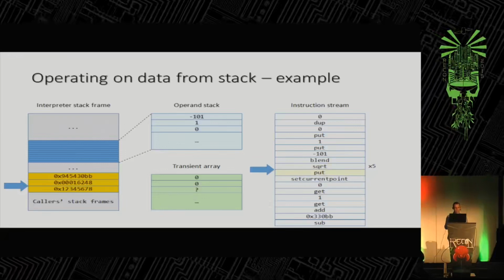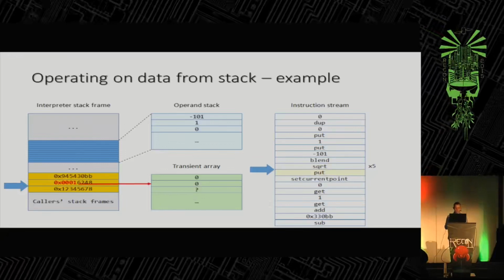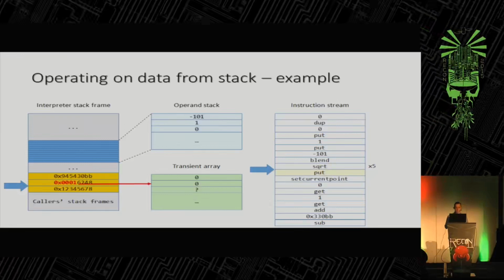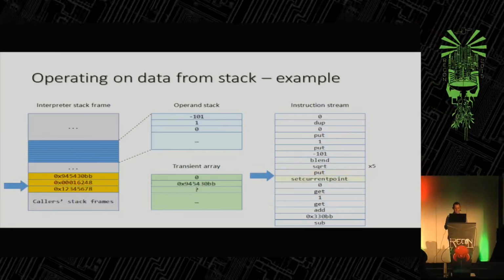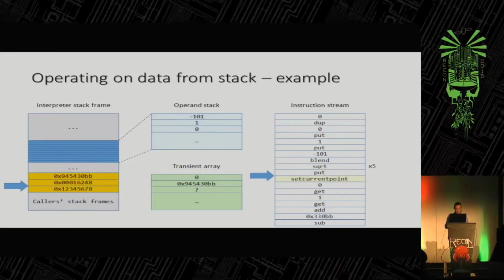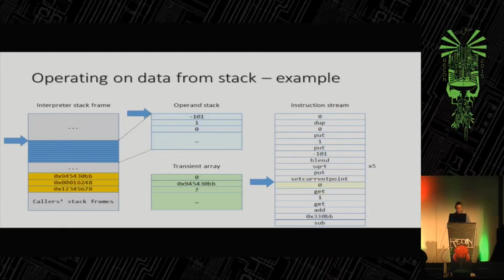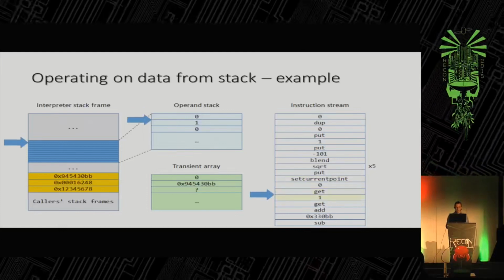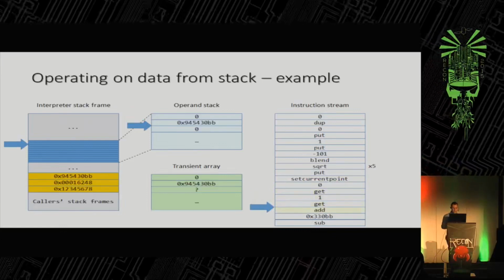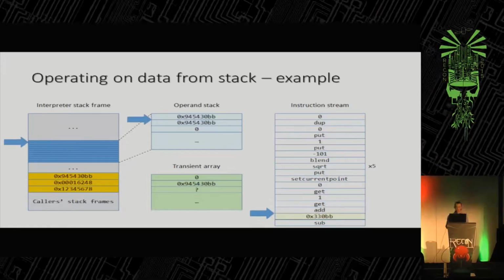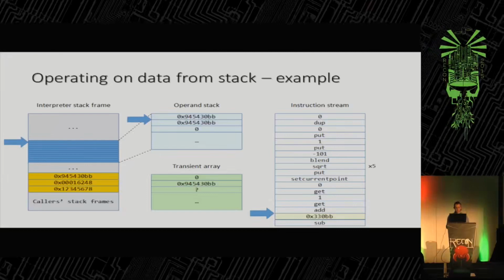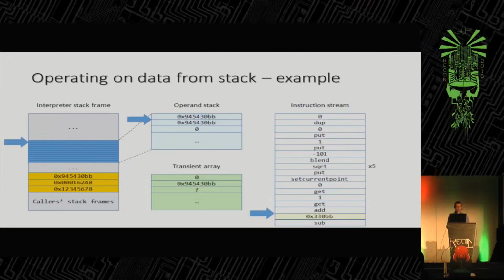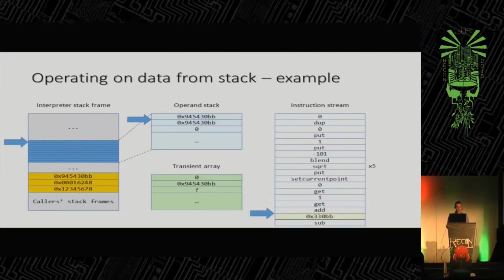Then we put the value that we want into the transient array. It will be index 1 because the original data was not 0. Then we reset the stack pointer. We get both transient array indexes 0 and 1 into the operand stack with 2 get instructions. We then sum both of those numbers, and at this point we have read our value from the stack.